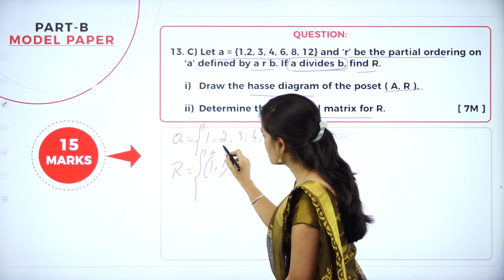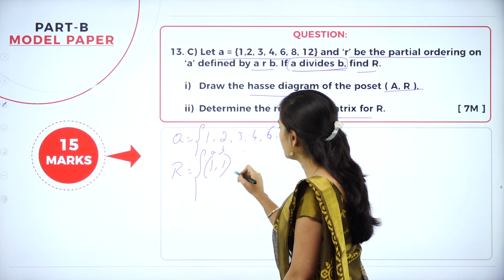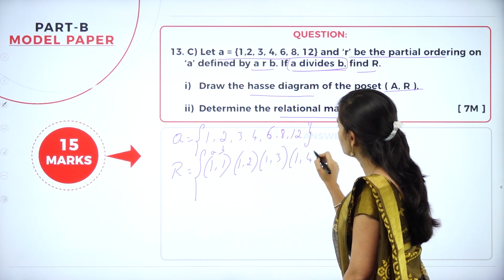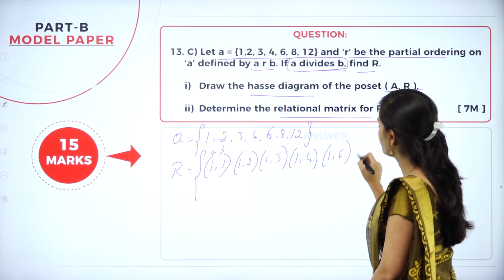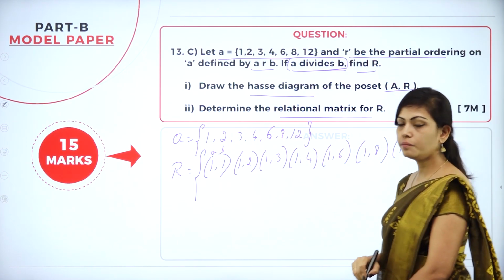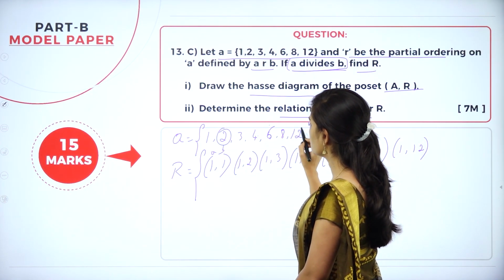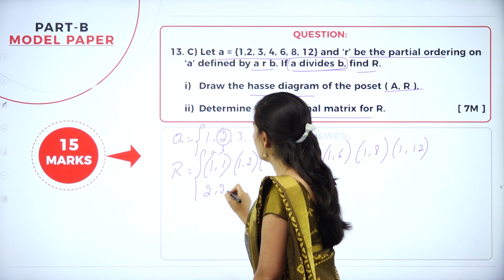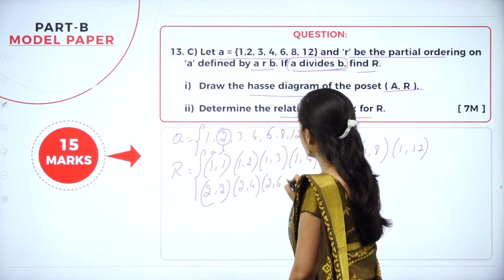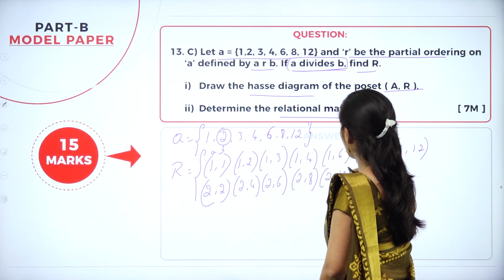So you can assume this is A and this is B. So 1 can divide 1 and the next elements 1 to 2, 1 to 3, 1 to 4, 1 to 6, 1 to 8 and 1 to 12. Is it clear? And 2 divides 4, 6, 8, 12. 2 divides 2 and 4, 2 to 6, 2 divides 8, 2 can divide 12 also.